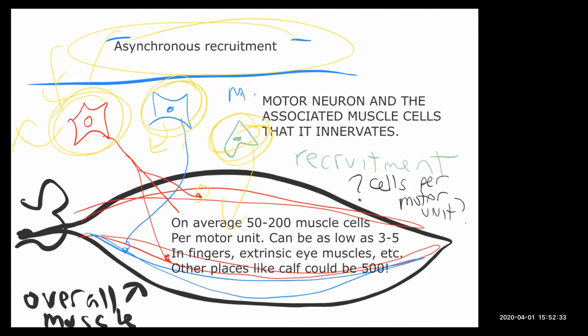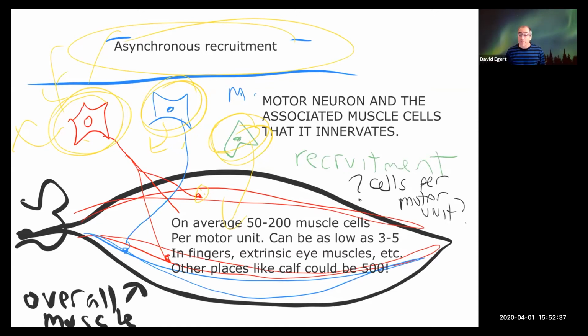How many motor units do we have per muscle? It really depends on the muscle. Again, how many motor units, how many cells per motor unit, it really depends on which muscle you're looking at and what kind of function it's doing and what kind of control it needs, what overall force it needs to generate in the big picture.